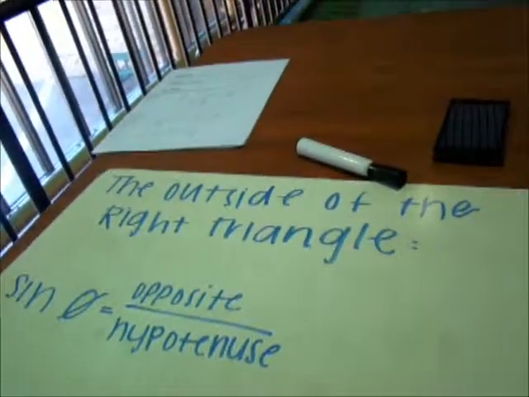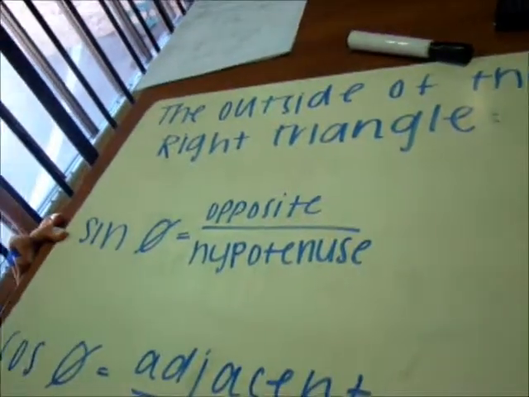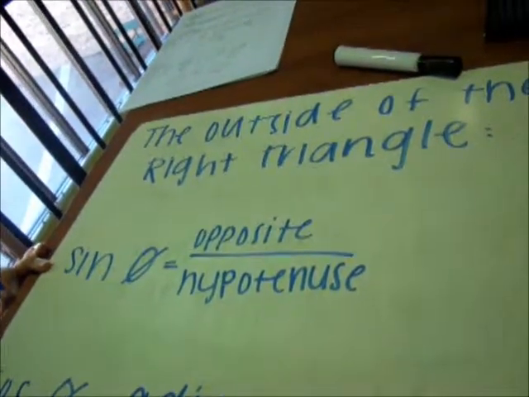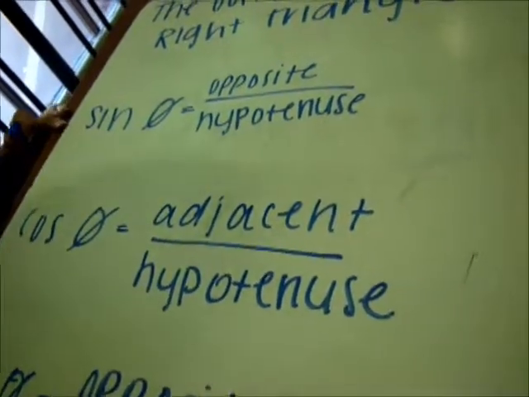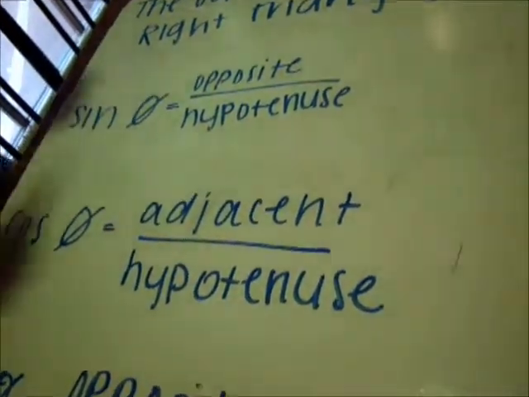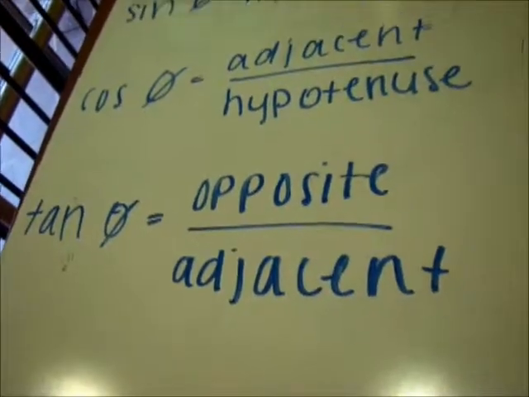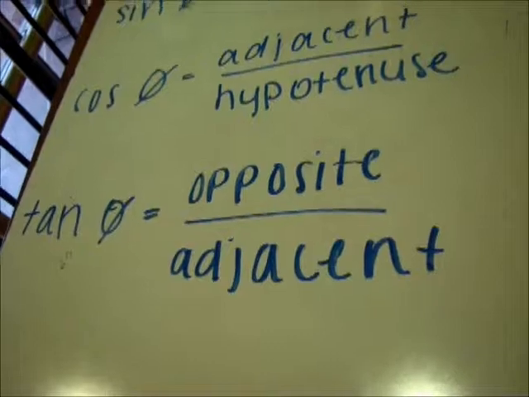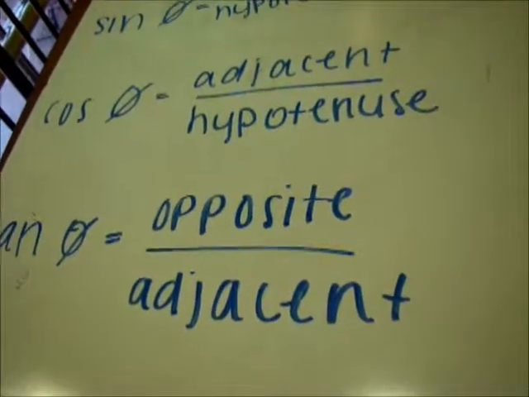The outside of the right triangle. Cool. In order for us to find sine, we have to divide opposite over the hypotenuse. Alright, to find cosine, you have to divide adjacent over hypotenuse. And to find tangent, you would need to divide opposite over adjacent.